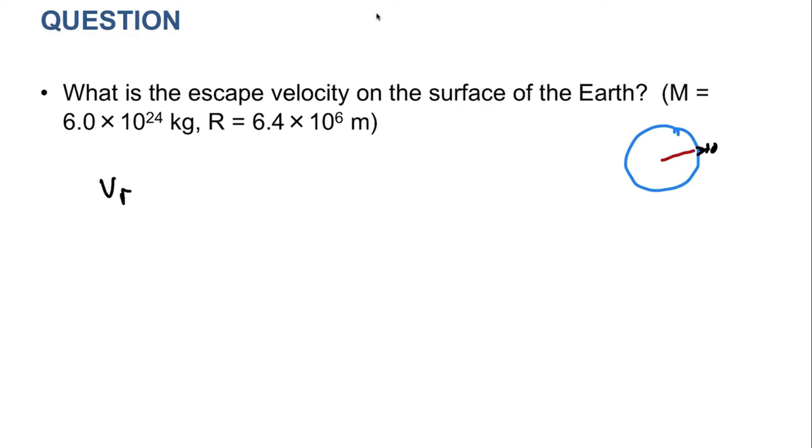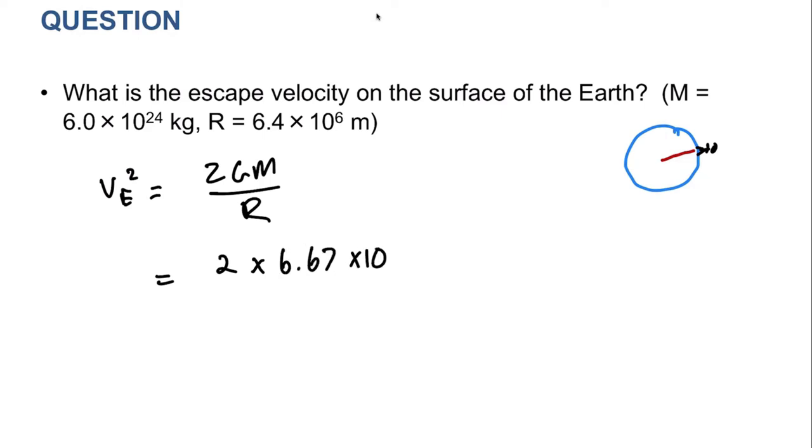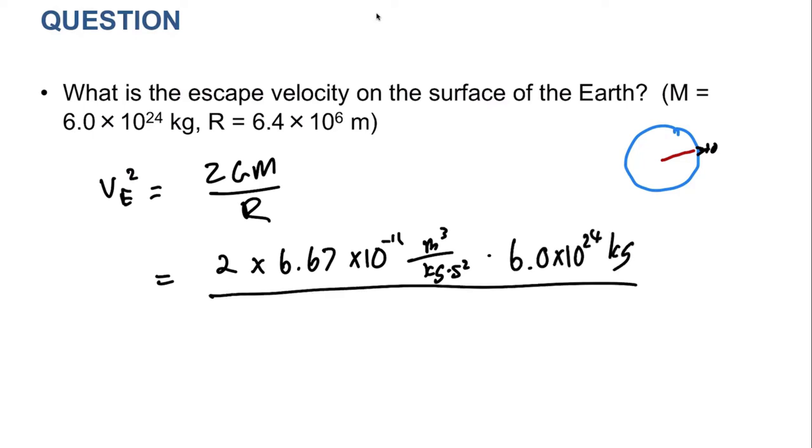We know that the escape velocity squared is 2 times G times M divided by r. We've got all these numbers. We can just plug them in. That's 2 times 6.67 times 10 to the negative 11 meters cubed per kilogram times second squared. We know that the mass is 6 times 10 to the 24 kilograms. We divide all that by the radius, 6.4 times 10 to the 6 meters.